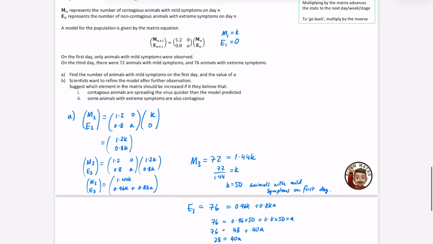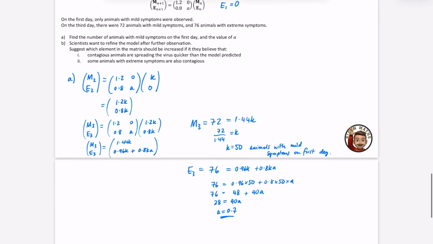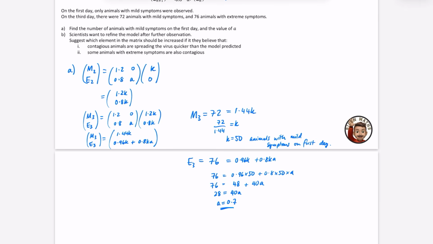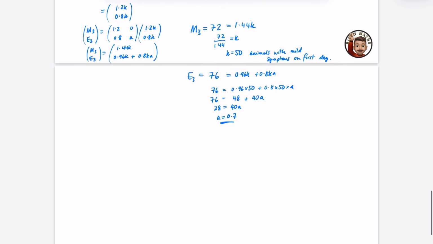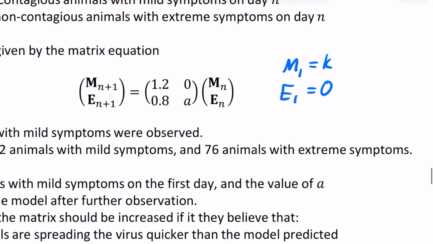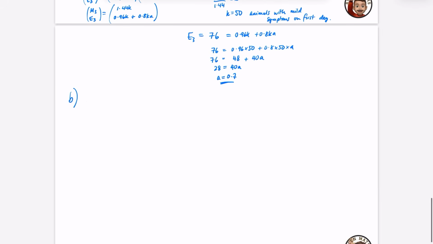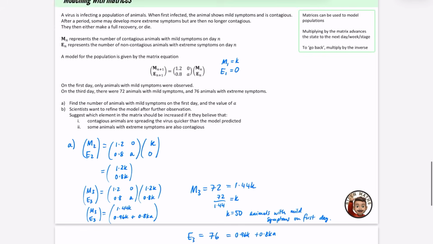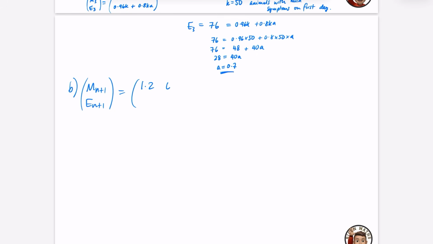Okay. It then says scientists want to refine the model after further observation. Suggest which element in the matrix should be increased if they believe that contagious animals are spreading the virus quicker than the model predicted. Okay, this is where I actually think writing out the equations can be really helpful for this. So I'm just going to quickly think about what this is representing. Okay, I'm going to write this down here that we have the Mn+1 and the En+1. We are multiplying it by 1.2, 0, 0.8. We calculated that A was 0.7, and this is Mn and En.